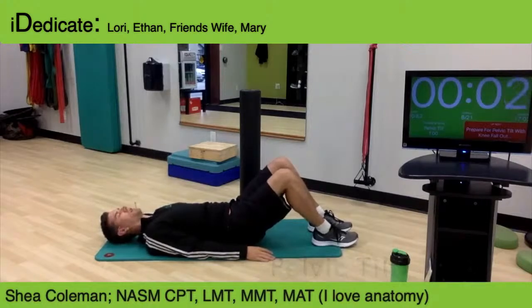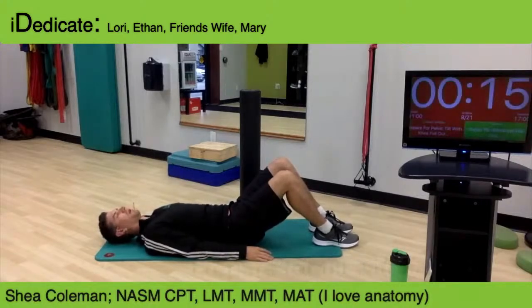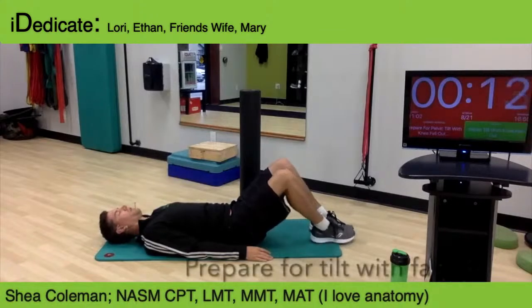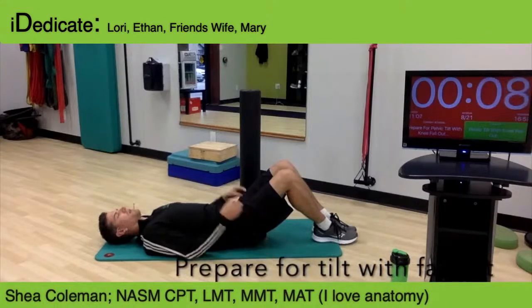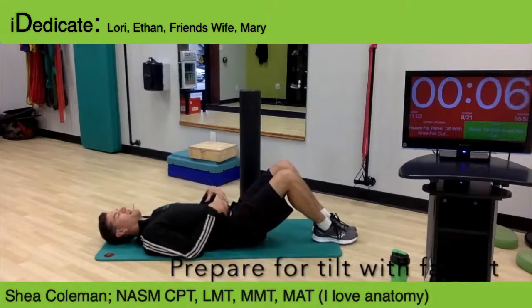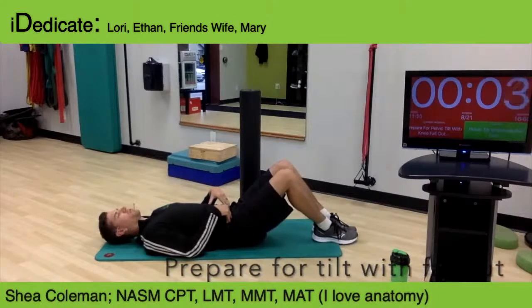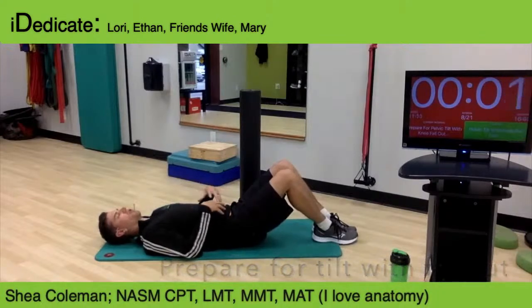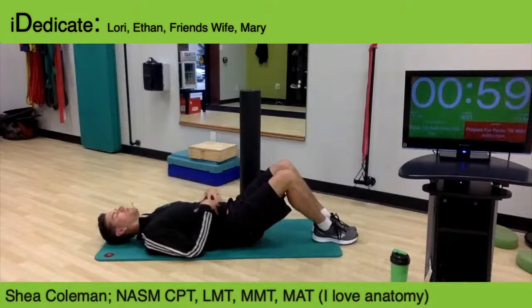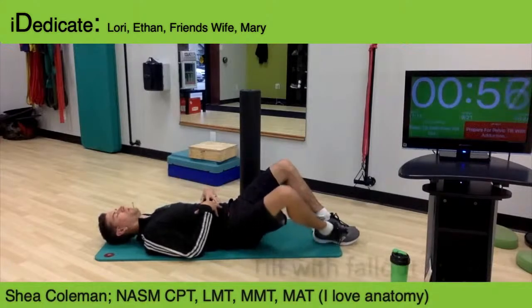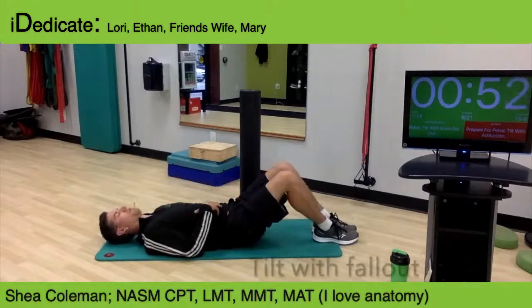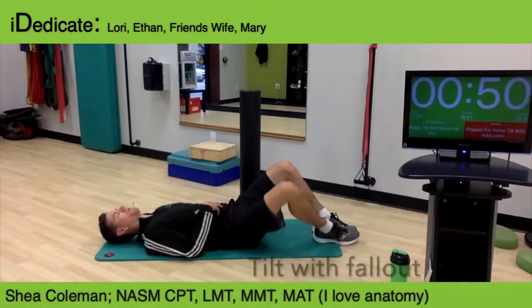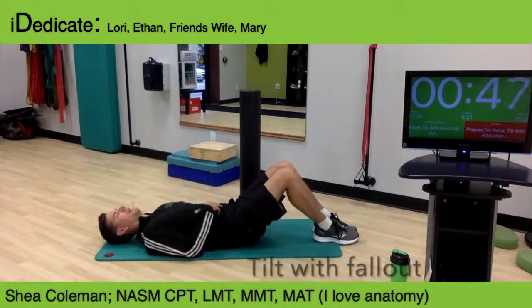3, 2, 1. Prepare for pelvic tilt with knee fall out. Okay, pelvic tilt with knee fall out. 3, 2, 1. Pelvic tilt with knee fall out. Again, as your knee's going out to the side, you should be really light on your feet, keeping that core compressed, and there should be no tilting or movement rolling in the pelvis at all.